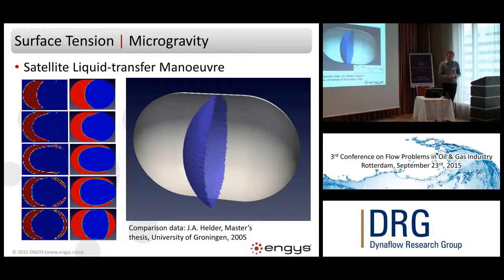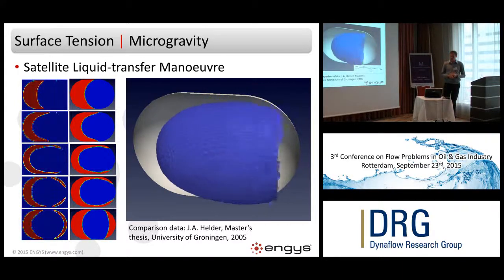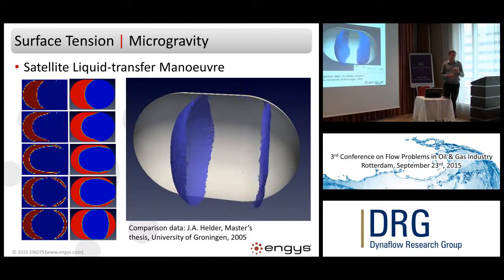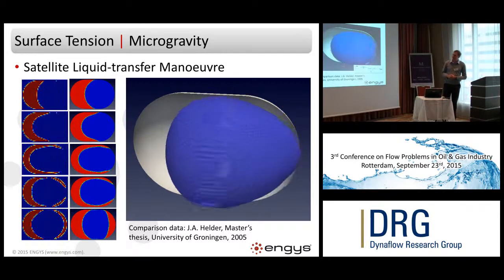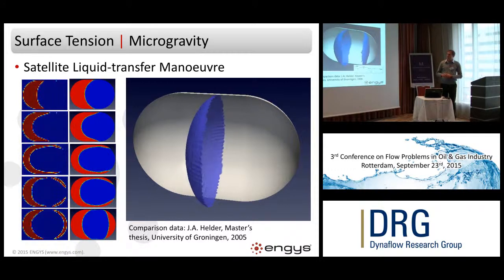Then once again, surface tension type of dominated flow. This is an example of a spacecraft in zero gravity in a maneuver where the thrusters are fired forwards and reverse to try and transfer liquid from one side of the tank to the other. And this is just compared against some data we found from another code that was relatively crude.